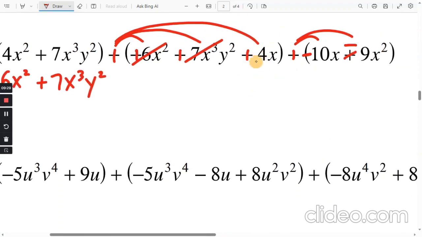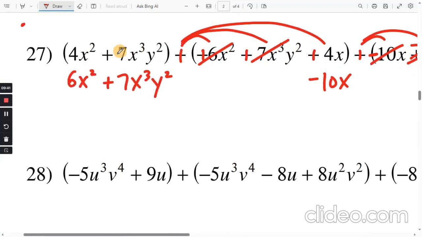All right, here I have positive 4x. Here I have negative 10x. So I'm going to take that negative 10x and write it underneath. Here I have negative 9x squared. And over here we have our x squared. So that's going to be negative 9x squared.